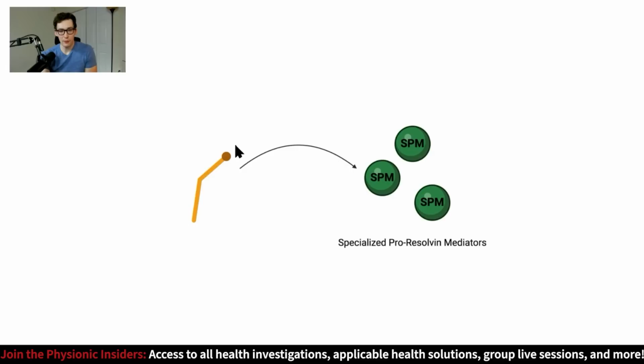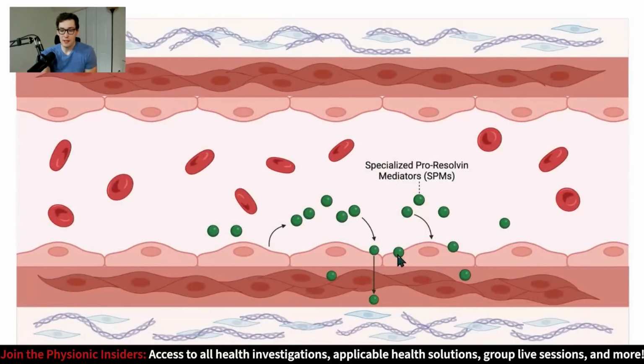But omega-3s can be produced or can lead to the production of what's known as specialized pro-resolving mediators. So SPMs. So let's see what SPMs do. And they're in green, so they must be good. Okay, so SPMs can be released out of the endothelial cells, and they actually have a number of effects.